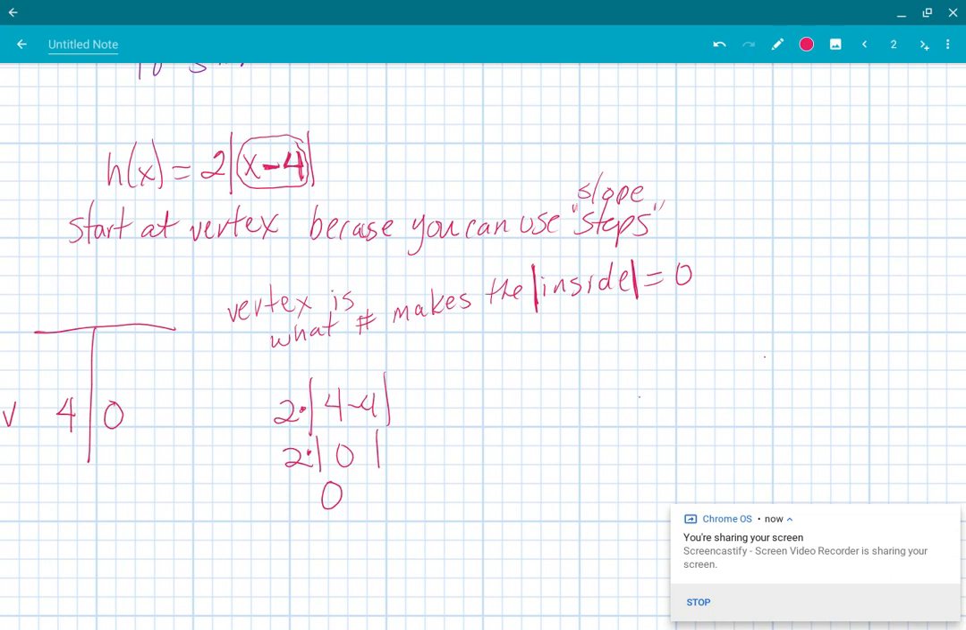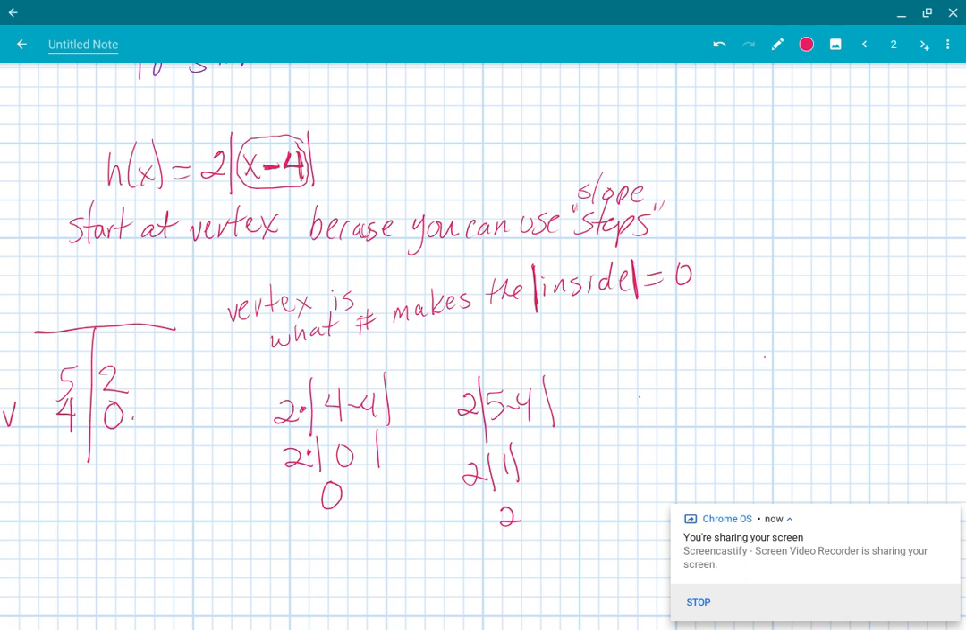So if you put input of 4, then the output is 0. So now let's test out a number next to 4. Do you want to do 3 or do you want to do 5? 5. Okay. So input of 5 for x, and then you're going to have 2 times 1, which is 2. So that is going to be our next coordinate, 5 comma 2.